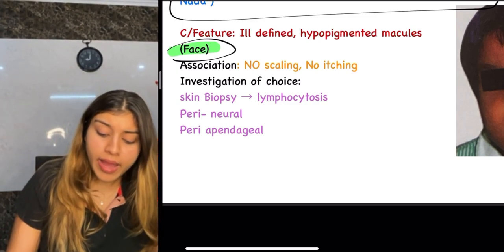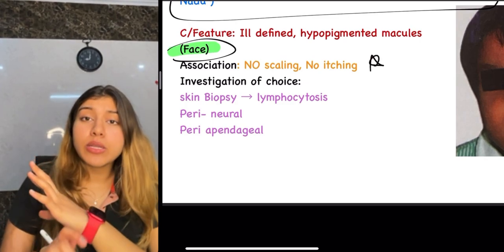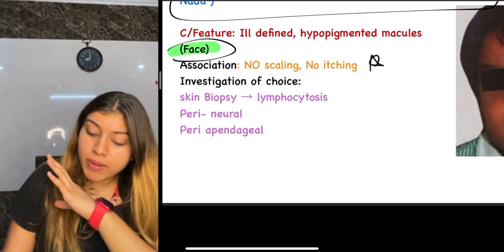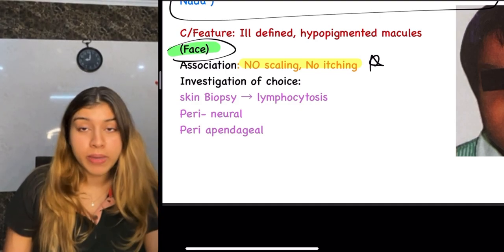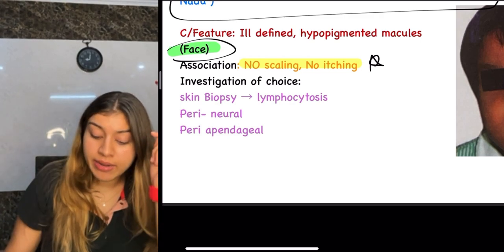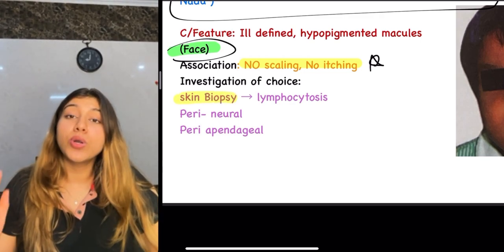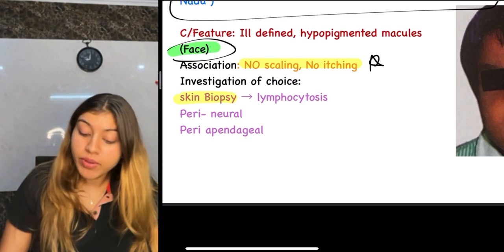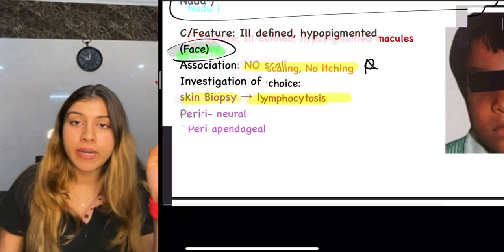And very important is this association: the child is not going to complain of any itching or scaling. There is no scaling and no itching present over here. And what is the investigation of choice? Very good. The investigation of choice is going to be skin biopsy. In the skin biopsy, we're going to look for lymphocytosis, which is going to be perineural or periappendageal in origin.